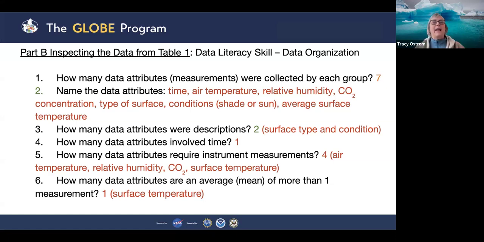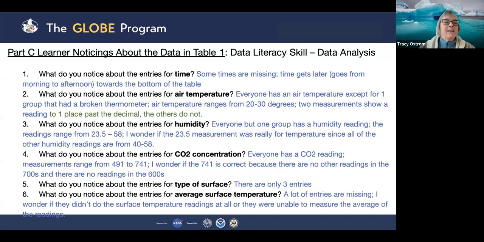So we're asking how many attributes or variables, measurements were collected, what type of data were collected, and maybe some descriptions. We're not noticing anything first. We're just taking like an inventory, if you will, of what the table is telling us. And you can do that in small groups. You can show it up on the board. Let's go to the next slide, because the next slide is where we want to notice things.